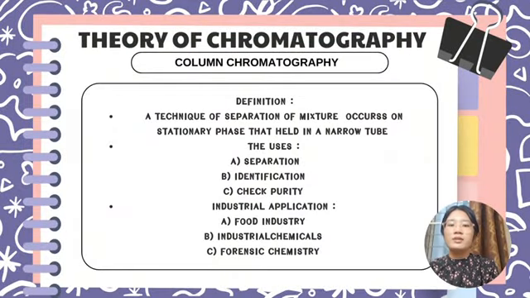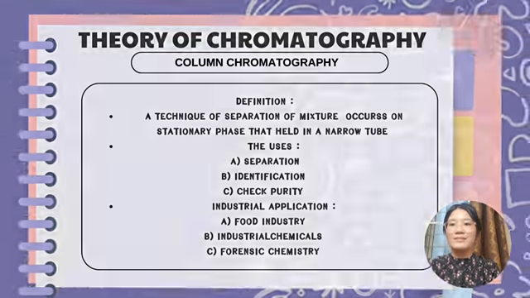Column chromatography is a technique of separation of a mixture that occurs on a stationary phase held in a narrow tube. The uses of column chromatography are separation, identification, and to check purity. For industry application, it is used in the food industry, chemical, and forensic chemistry.